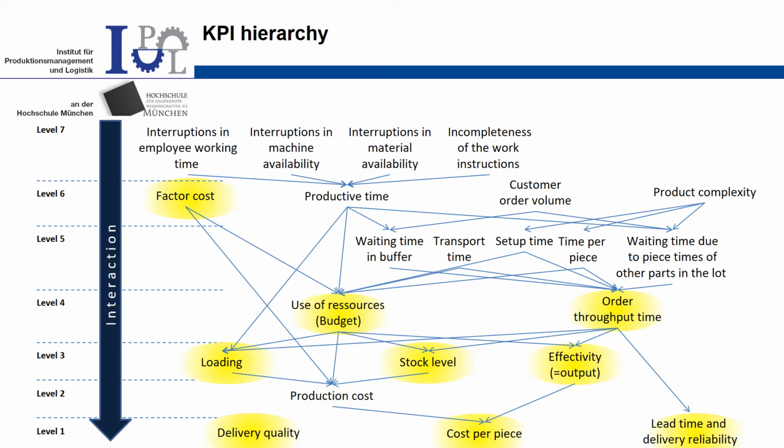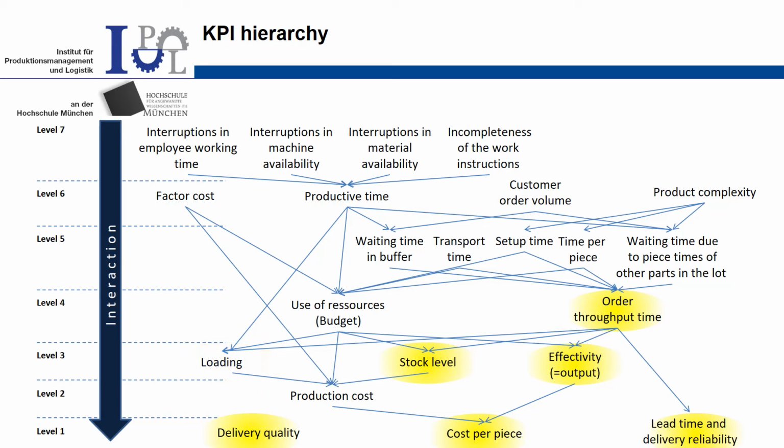So let's come back to our list of figures and see what's happening in our hierarchy. Factor costs, for example, are on a much too low level to help us. So that means we should take them out of our further discussion. The same is true for the use of resources. Budget is just an input, but it doesn't tell us what's happening, and of course our personnel is not affecting that.